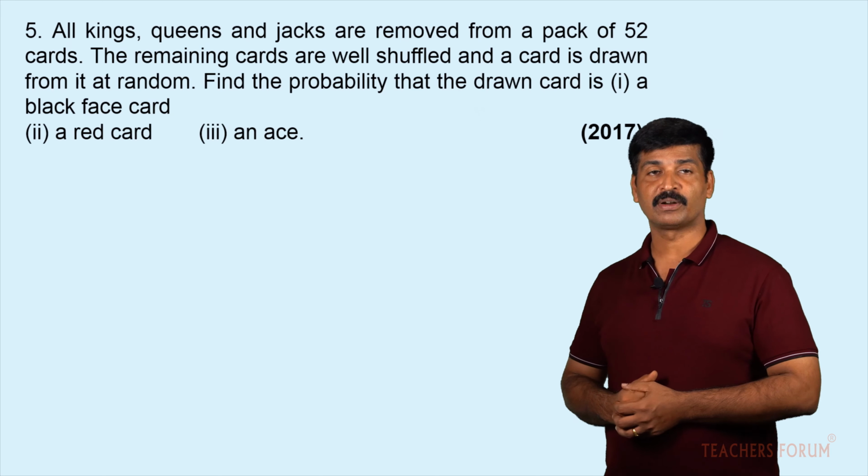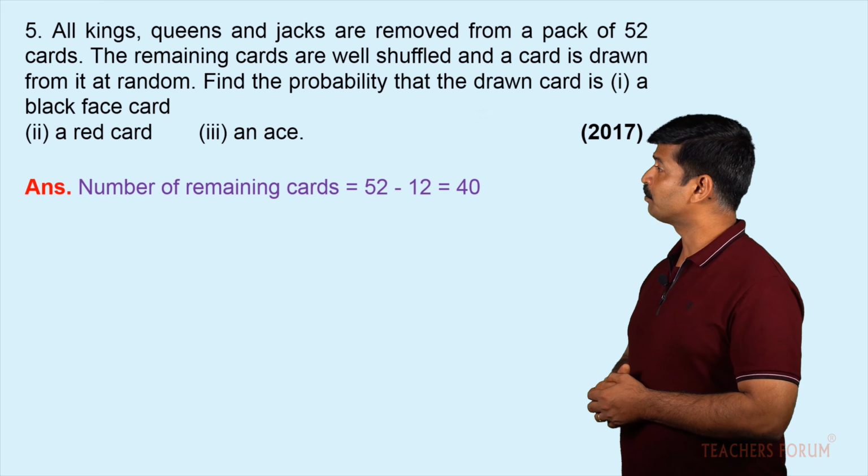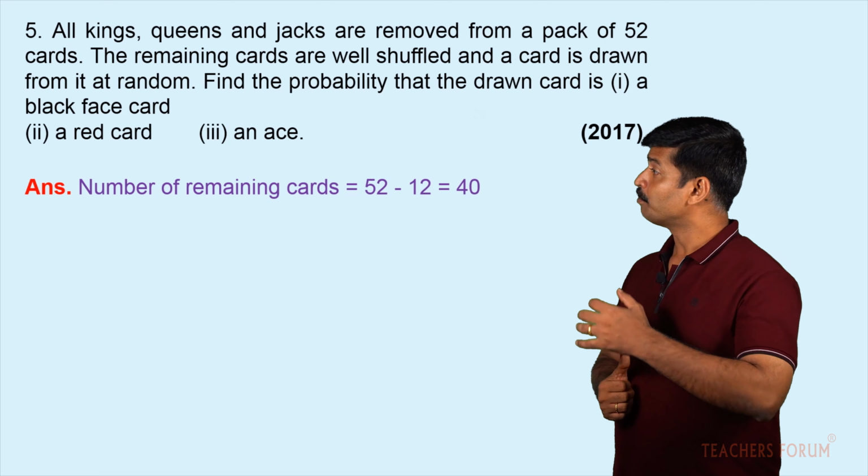Now how many cards will be remaining? 52 minus 12, that is 40 cards are there. Okay. Now you have to find the probability of getting a black face card.